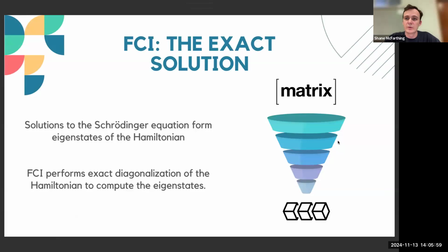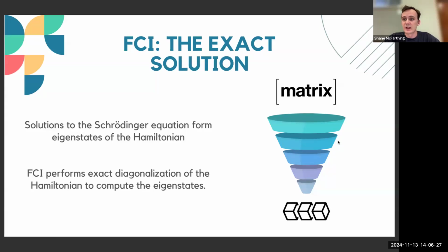So to start off with, we're going to take a look at the full configuration interaction method. As I mentioned earlier, we're trying to solve the Schrödinger equation because the solutions of that equation form the description of the states that we're interested in. And you might wonder, can we solve this equation exactly? You can do that if you use an exact diagonalization of the Hamiltonian.